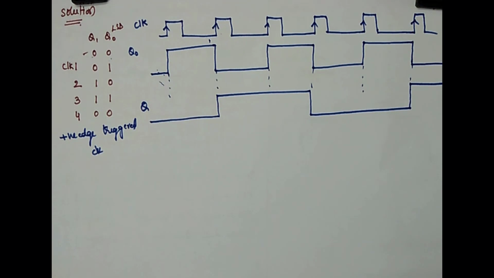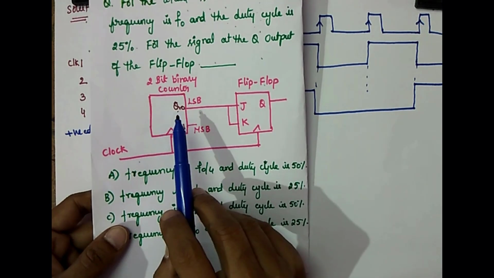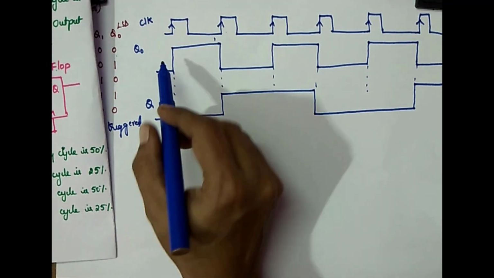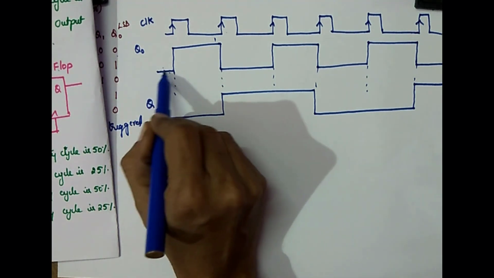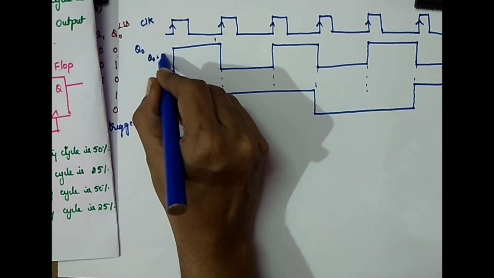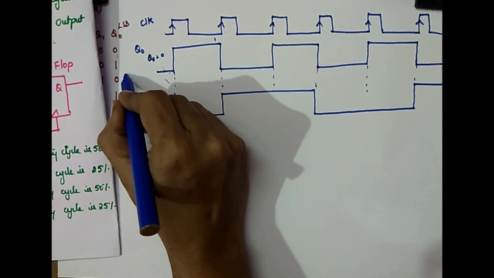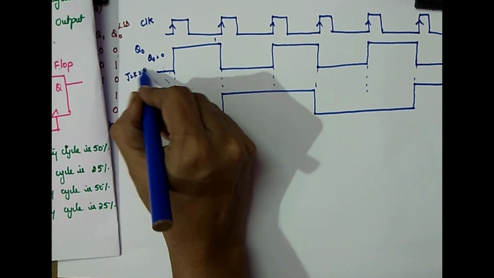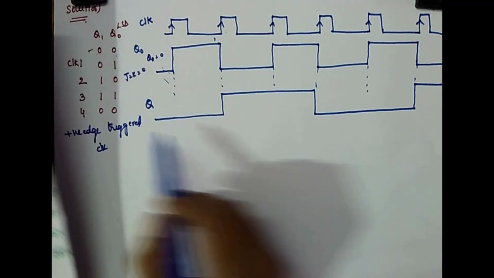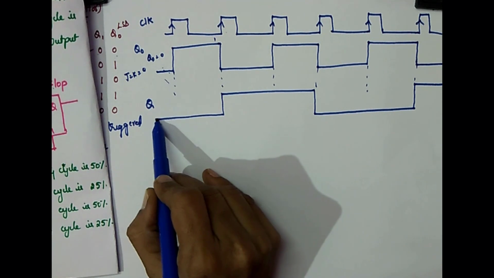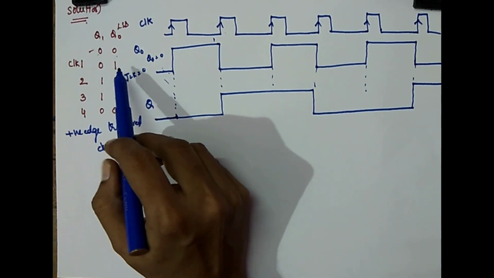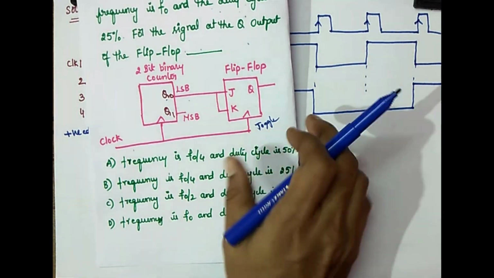So what is our circuit actually? This is our circuit. Here, Q0 is connected to J and K. First, see this state, when there is no clock, what about Q0? Q0 is 0. Then what about J and K? J and K, both are 0. As J and K are 0, Q is 0. So up to this point, Q is 0. Whenever Q0 is 1, your J and K are 1.